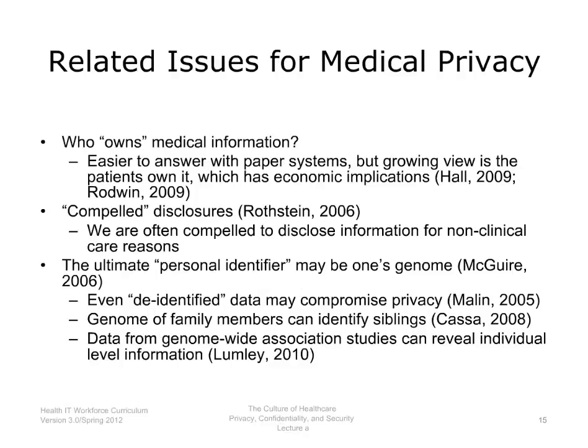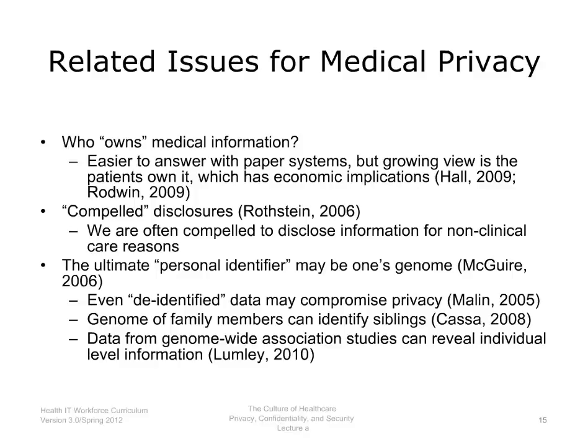There are a number of related issues for medical privacy. One of these issues, and again, there is no right or wrong answer, is who owns medical information. As the articles by Hall and Rodwin point out, historically the owner of the information medium was considered to be the owner of the information. For example, if an office practice or hospital had paper charts and had bought and owned the paper the charts were printed on, it was presumed that the practice or hospital owned the information on that paper.